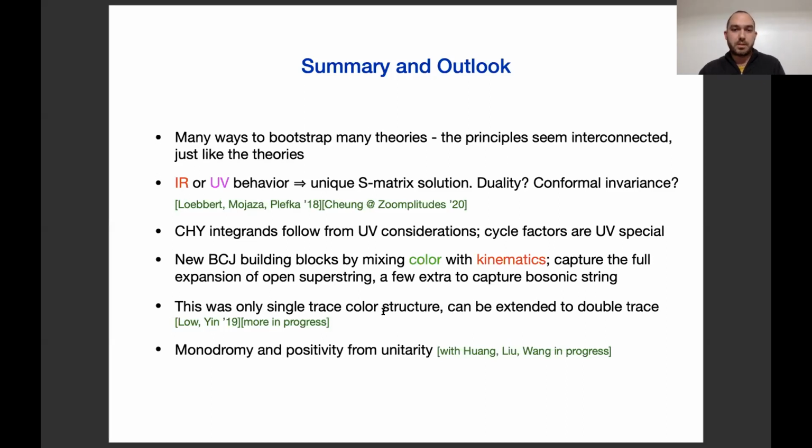Then we saw that there's a few new BCJ building blocks that you get by actually mixing color with kinematics. And these are enough to capture the full expansion of the open superstring. And then you need just a few more extra terms to capture the bosonic string. And this in general might point to some interesting structure of how you can just keep composing BCJ numerators together.